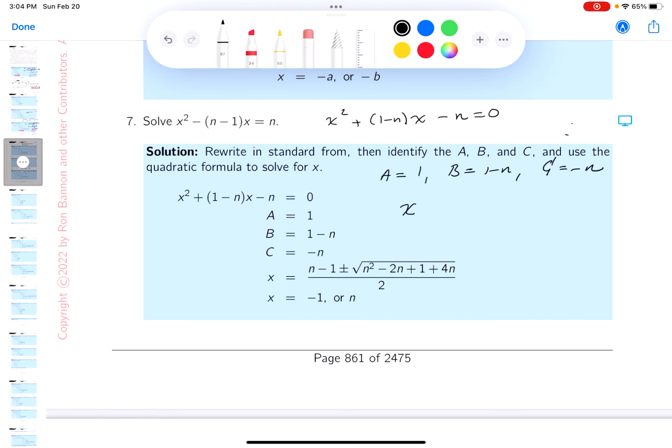And then it's the quadratic formula. You would need to know the quadratic formula to use it. The bottom is 2, because 2 times 1 is 2. You get the opposite of b, which would be n minus 1, plus or minus. Well, you can get b squared, which is going to be 1 minus 2n plus n squared minus 4ac, which would be 4n. Let's write this down. x equals n minus 1 plus or minus, it's all over 2.